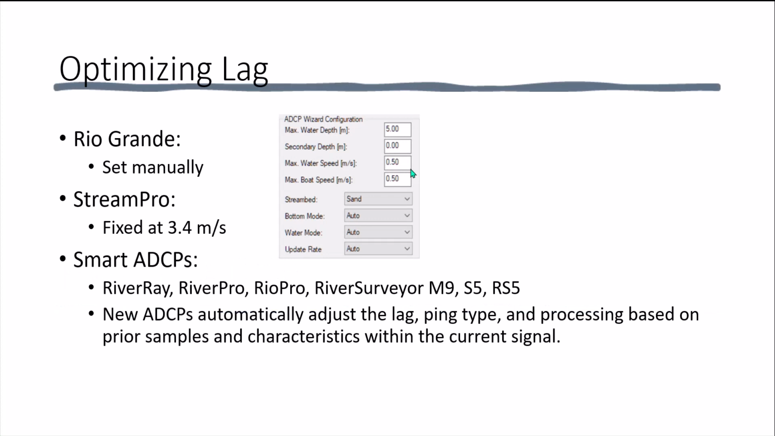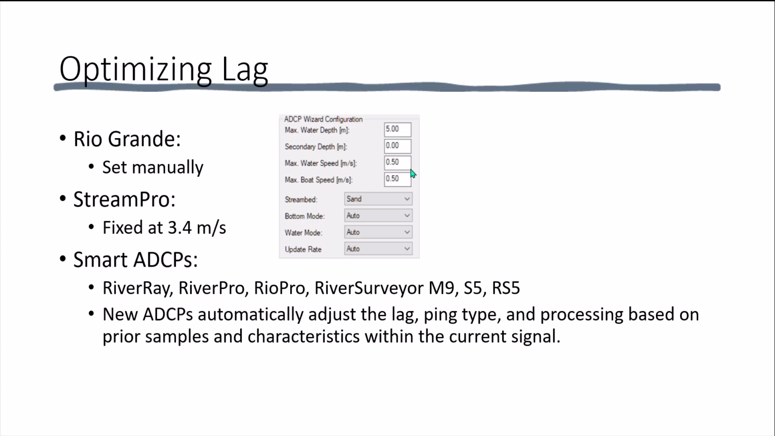If you watched my video discussing how ADCPs measure the Doppler shift, you should know that optimizing the lag is one of the keys in obtaining the best possible measurement of velocity. I'm going to discuss the Rio Grande and StreamPro because understanding the modes available on these instruments will help understand what the smart ADCPs are doing automatically. For the Rio Grande, the lag, or ambiguity velocity, must be set manually. That is the main purpose of the configuration wizard.